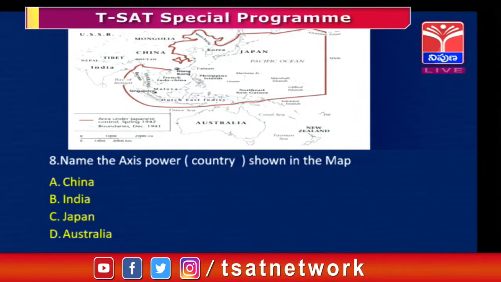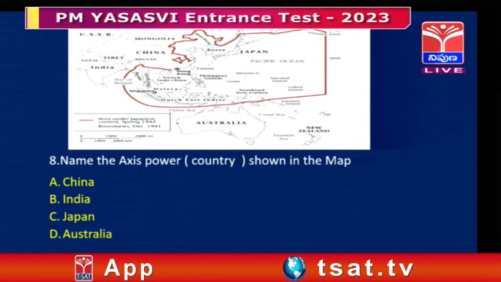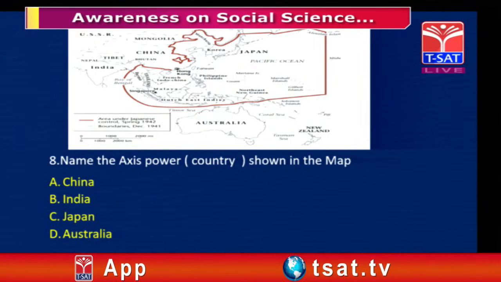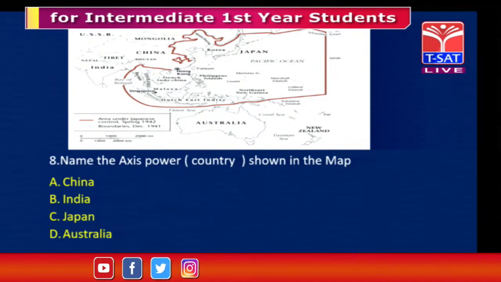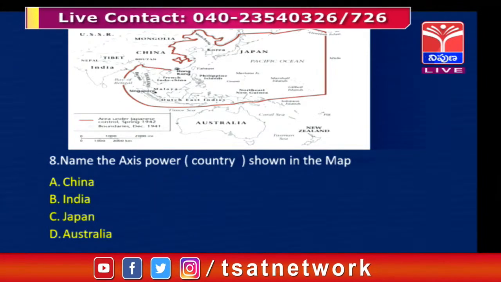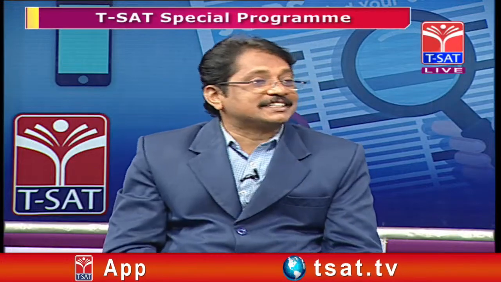Now we are shifting to the next question: name the Axis power shown in the map, which country is in the Axis power. Here the four options are given: one is China, second is India, third is Japan, and fourth is Australia. A layman looking at this map can say Japan is clearly within the boundary, so you can say Japan. Is that answer correct, or is it just going for a correct option without knowledge about the Axis powers? The student can answer Japan, but is that the correct answer?